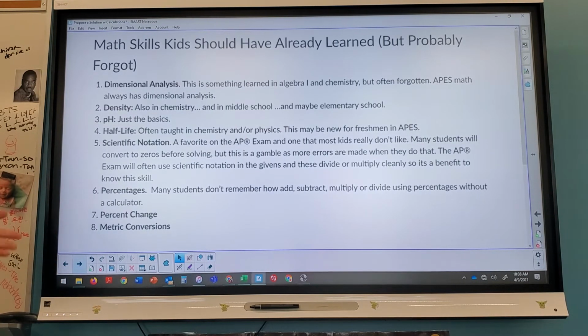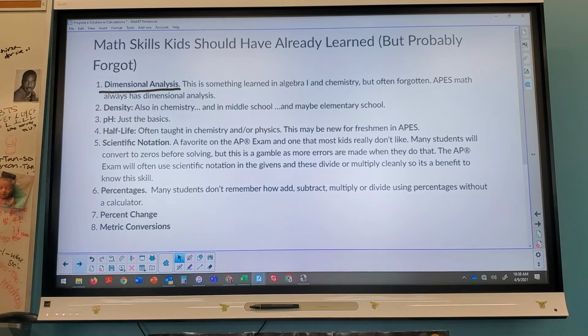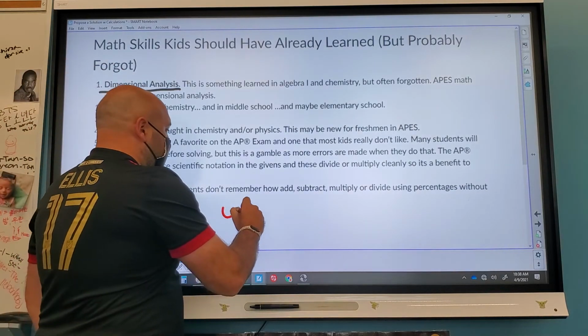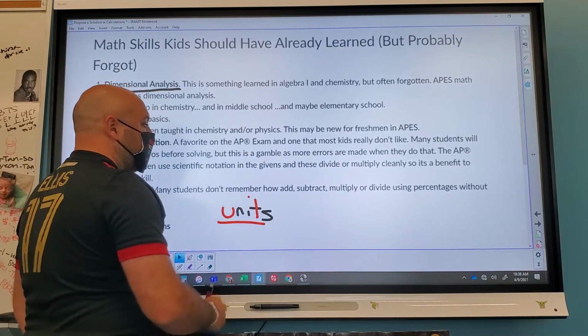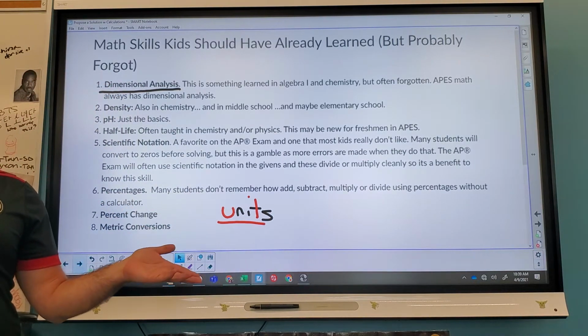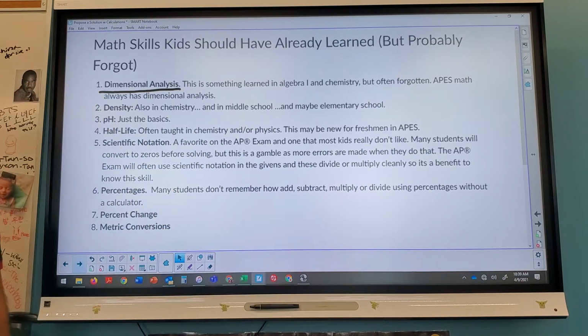Math skills kids should have already learned, but probably forgot before this class. Number 1, dimensional analysis. What's dimensional analysis? Conversions of units from one form to another, one dimension to another. Kilometers per hour to meters per second. You're changing the dimensions, okay?